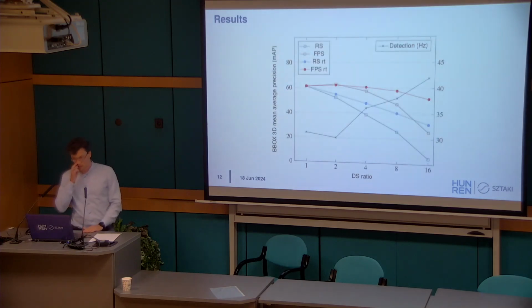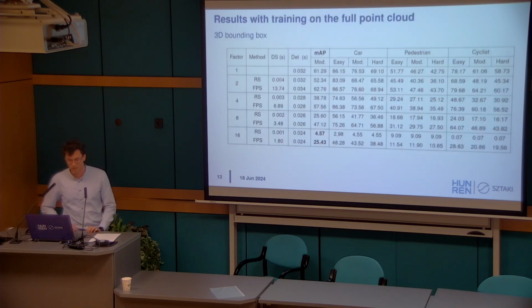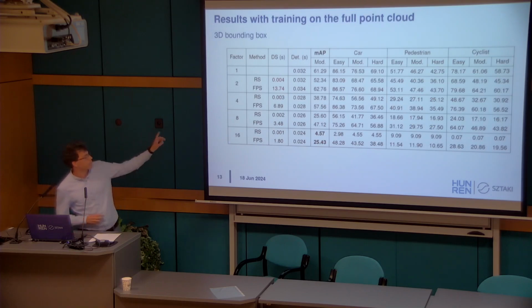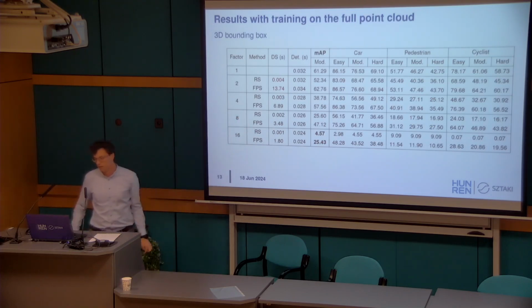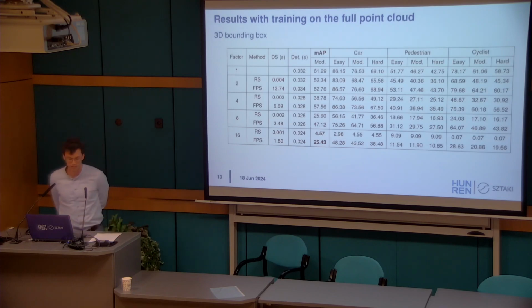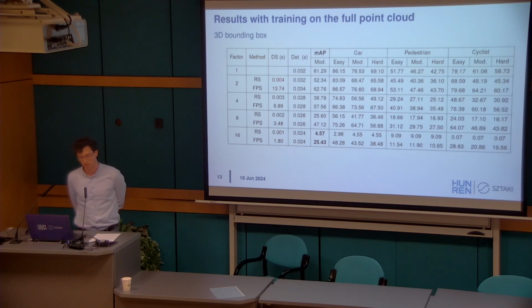And here are the results of the downsampling. As you can see, the farthest point downsampling is much better, especially when we retrained it. Here I highlighted two very important numbers: the runtime of the farthest point downsampling and the runtime of the random downsampling. As you can see, the farthest point downsampling is very, very slow.